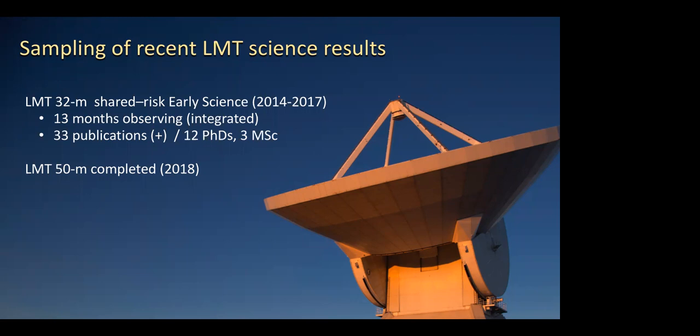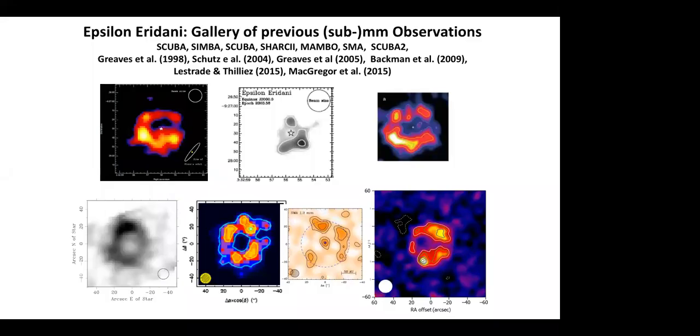So we operated LMT as a 32-meter telescope for about 13 months between 2014 and 2017. It resulted in a number of publications and PhDs and master's theses and undergraduate honors theses along the way. Then we completed the surface in 2018 and went into a full science mode until COVID hit us. So in the next slides, I will highlight some of the variety of science we've done.